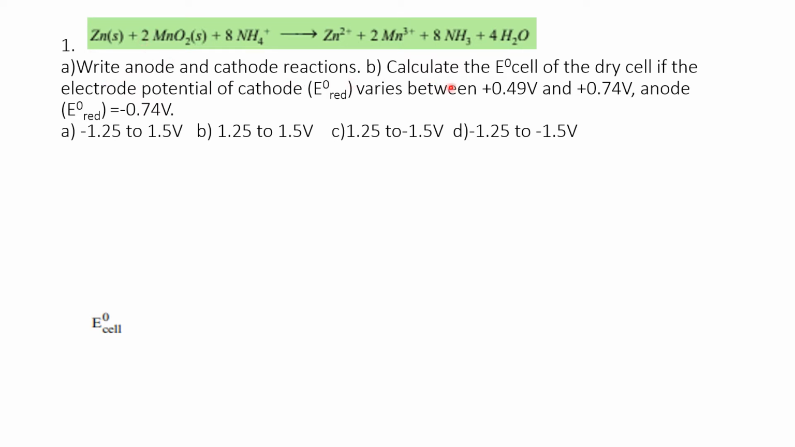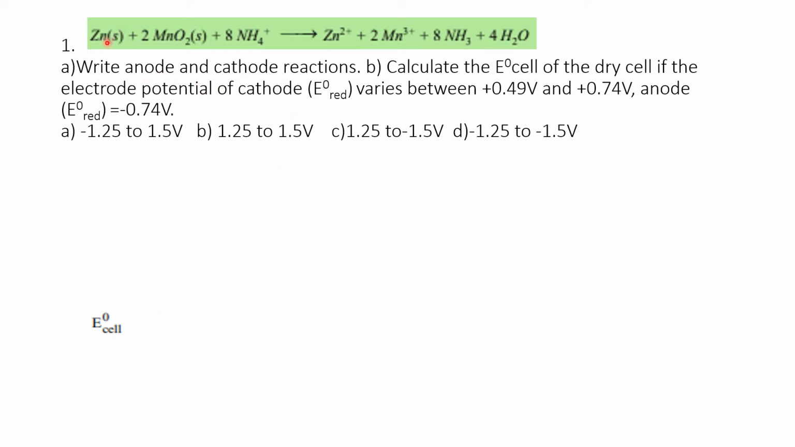And the second question, calculate the E0 cell of the dry cell if the electrode potential of the cathode reduction reaction varies between +0.49 volt and +0.74 volt, and the E0 reduction reaction of the anode is -0.74 volt. They are given like this. So we need to find out the cell potential. First is the anode and cathode cell reaction. We need to write it.